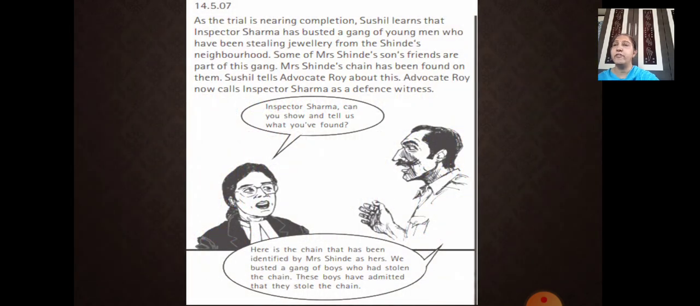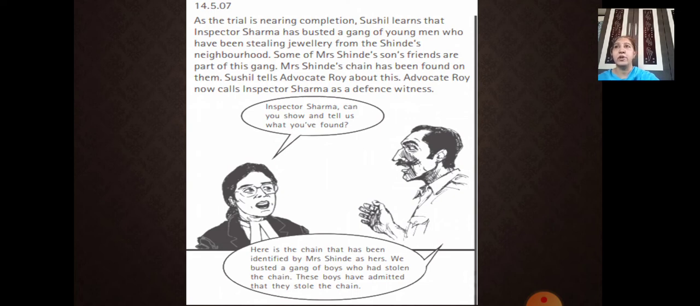Now on 14th of May, as the trial is nearing completion, Sushil learns that Inspector Sharma has busted a gang of young men who have been stealing jewelry from the Shindes' neighborhood. Some of Mrs. Shinde's son's friends are part of this gang, and Mrs. Shinde's chain has been found on them. Sushil immediately passed this information on to Advocate Roy.